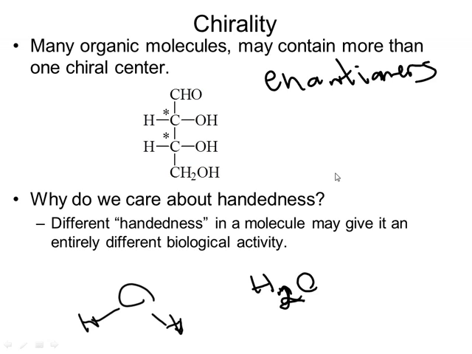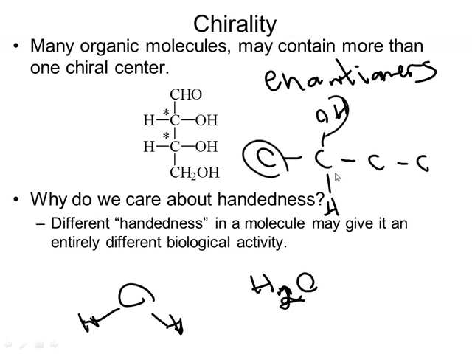But if you dissolve them in, say, 2-butanol, right, you're going to get something a little bit different. You have four different groups. This carbon is a chiral center. Two different enantiomers are going to dissolve, have different solubilities into butanol.